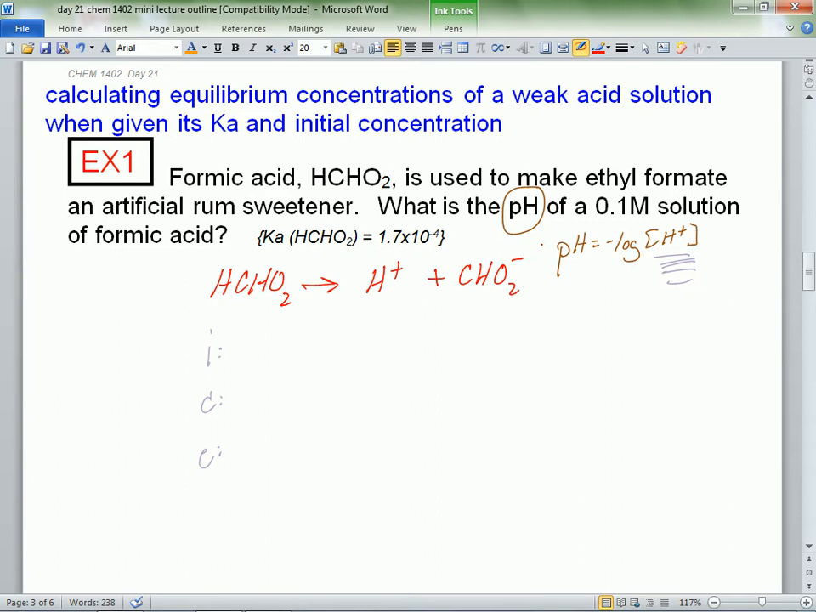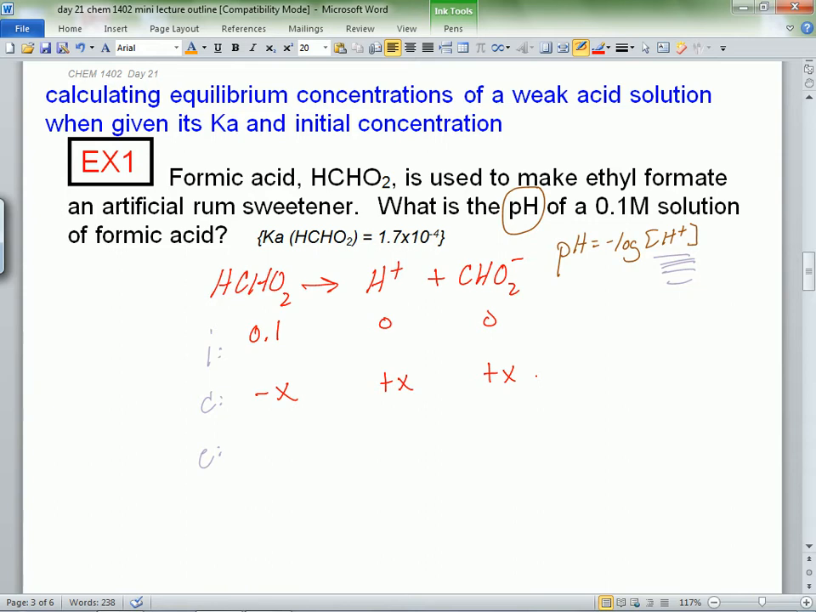We're good so far. Okay, Alyssa, we need to fill out that initial row. 0.1, you're going to put it where? Yes. You agree? Okay. Zeros or dashes, whatever you like to write. Okay. The change row. Monica, how did we do that again? What are you going to put in there? Minus x. Plus x. Plus x. Okay.